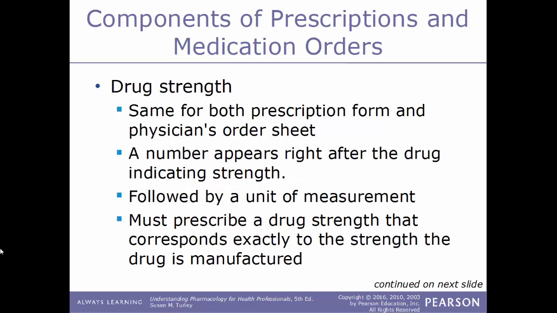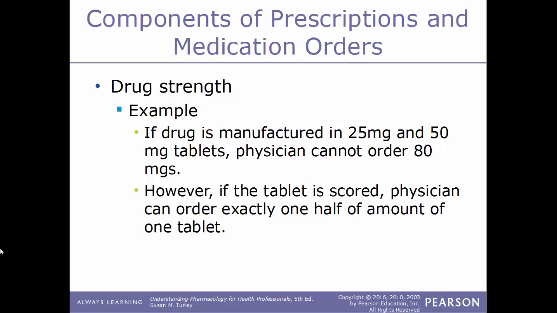When it comes to the drug strength, the same rules apply for both the prescription form and the order sheet. The number appears right after the drug, indicating the strength, and that would be followed by a unit of measurement. And the drug strength that is ordered must correspond to a strength in which the drug is manufactured. So for example, if a certain drug is manufactured in 25 milligram and 50 milligram tablets, the physician couldn't order that drug in 80 milligram tablets, because that's not how it's made. It comes in 25 or 50 milligrams.